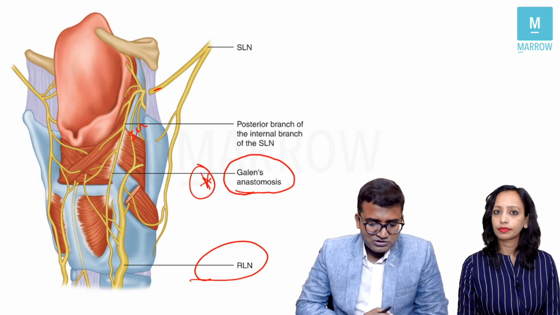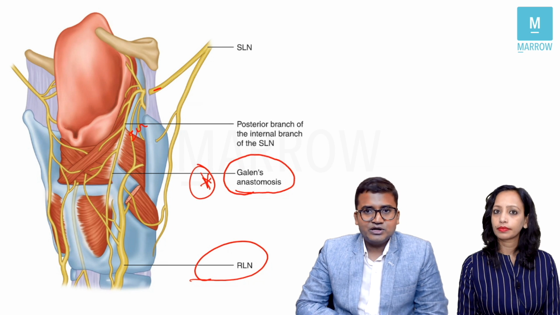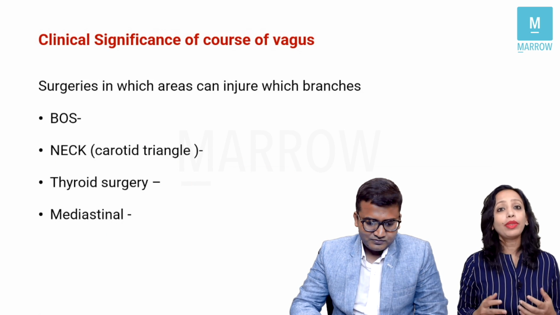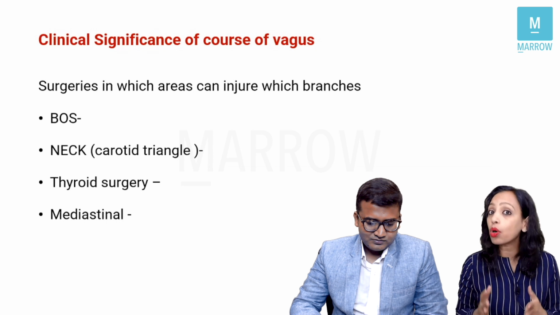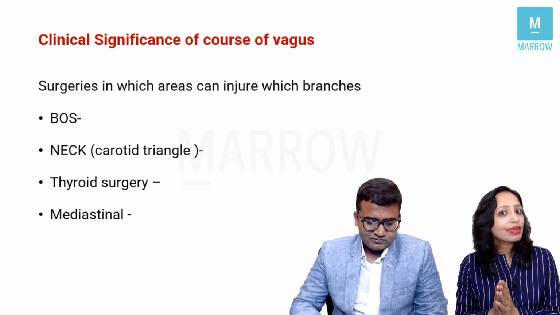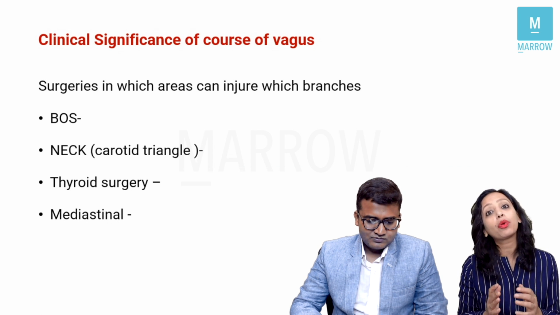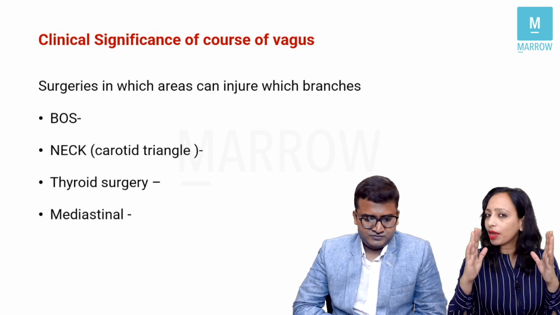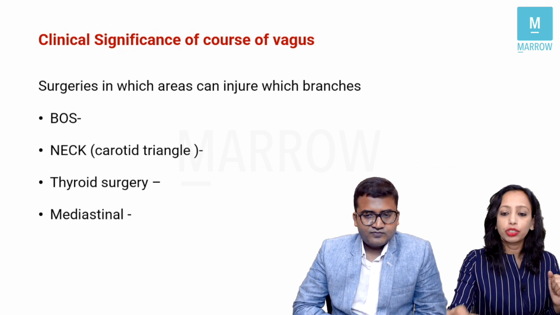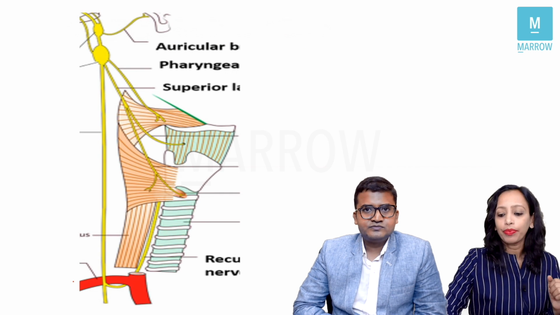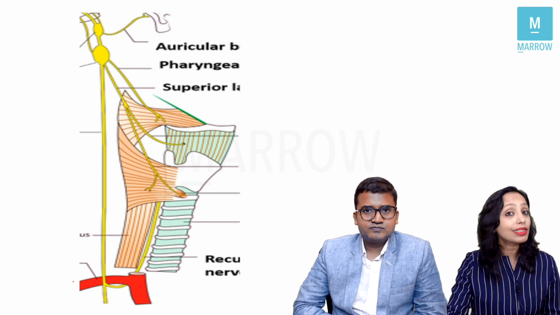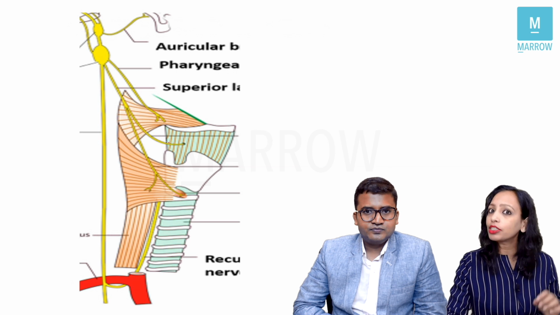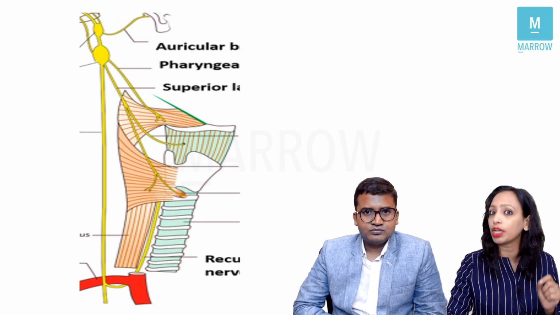Now, these are the points you have to remember for the nerve supply of larynx. So now that sir has told us the complete course of the vagus, what's the clinical significance of knowing the complete course of vagus? Yes, so when we know the complete course of vagus, you have the complete picture of vagus in your mind. So can you tell me that if there is any base of skull surgery that we are doing, there are chances of injury to which nerves?